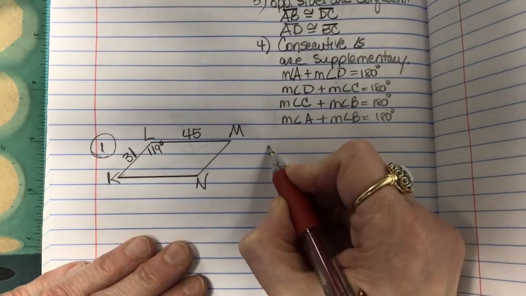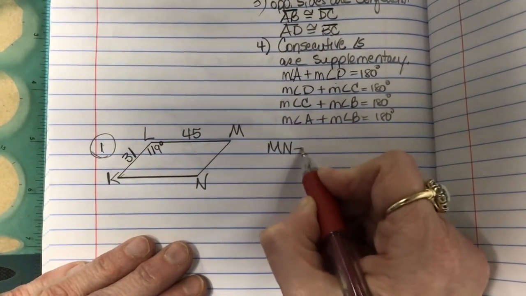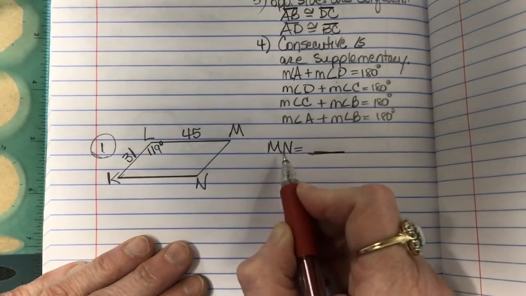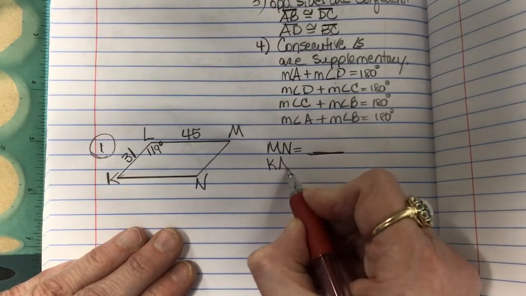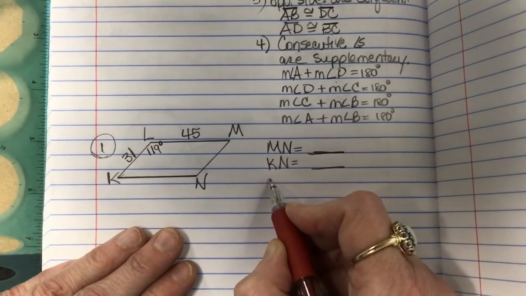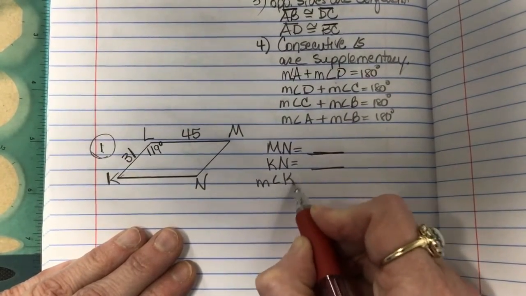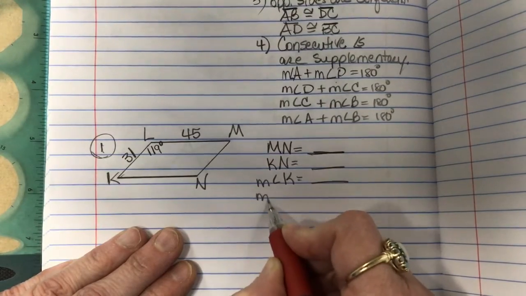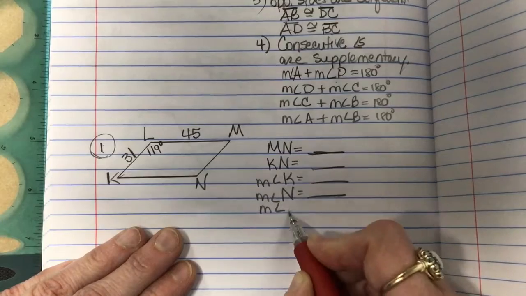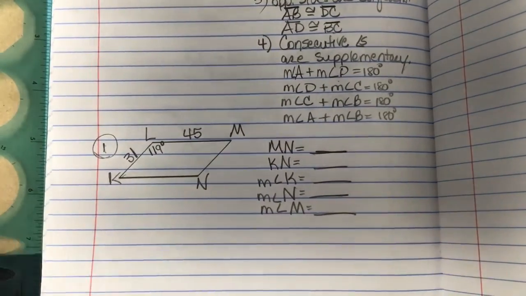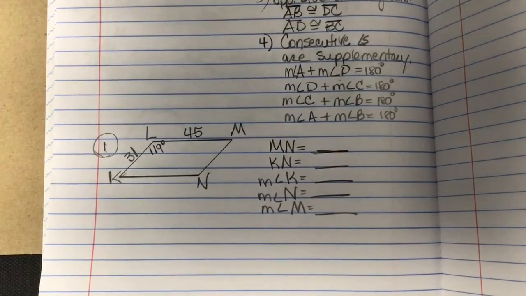So they want to know the measure of MN. Okay, that's without the bar. They want to know the measure of KN. They want to know the measure of angle K. They want to know the measure of angle N, and they want to know the measure of angle M. And then we need to do an algebra one. We're doing pretty good. This one won't take very long.